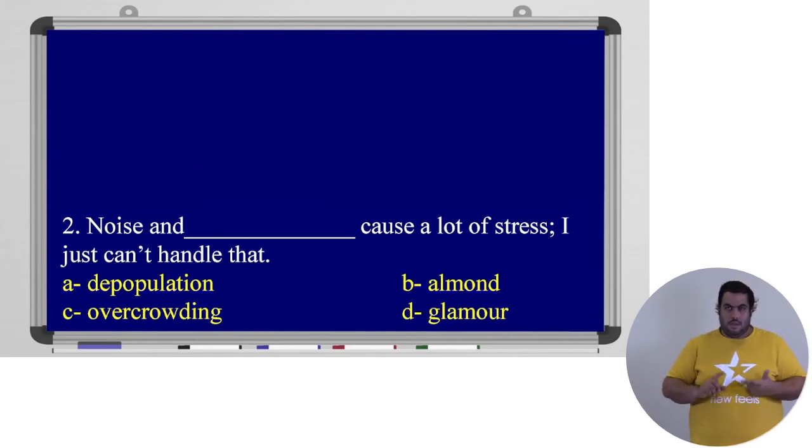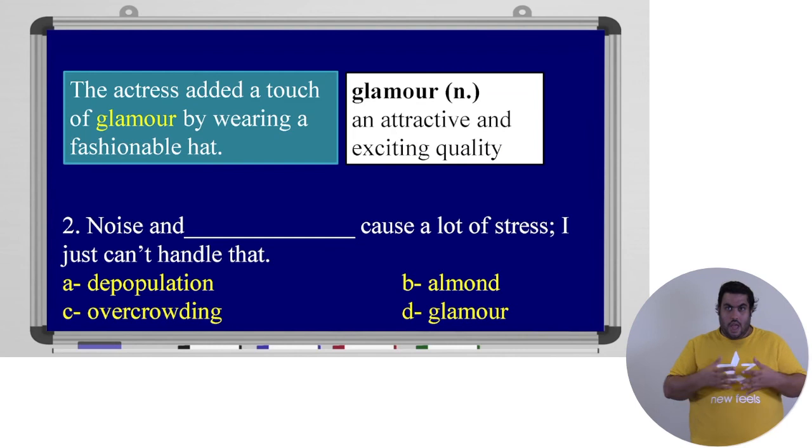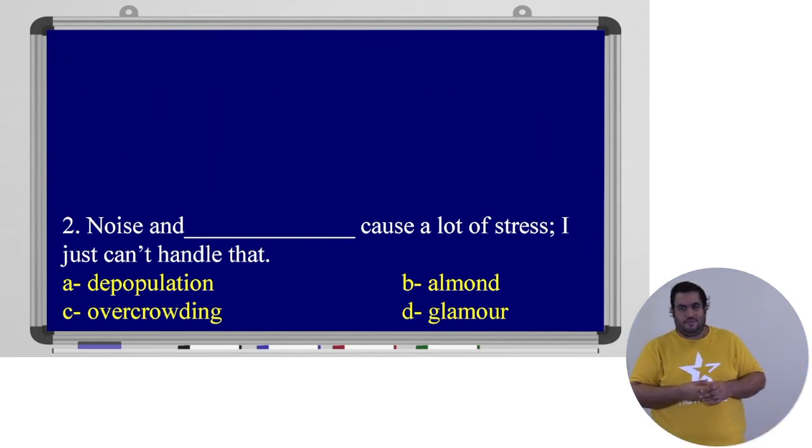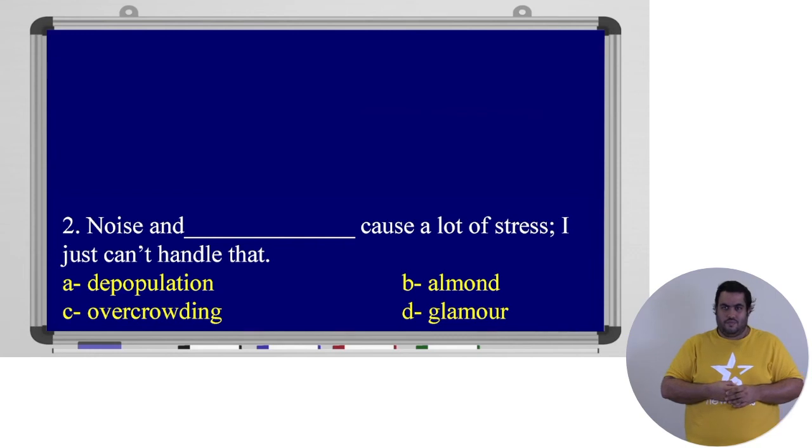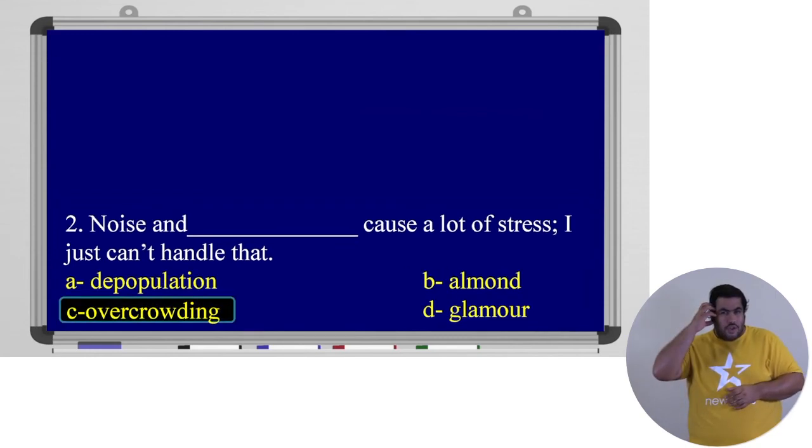Overcrowding and glamour. Glamour is an attractive and exciting quality. For example, the actress added a touch of glamour by wearing a fashionable hat. If I have in the sentence noise and a lot of stress, I would definitely choose overcrowding.